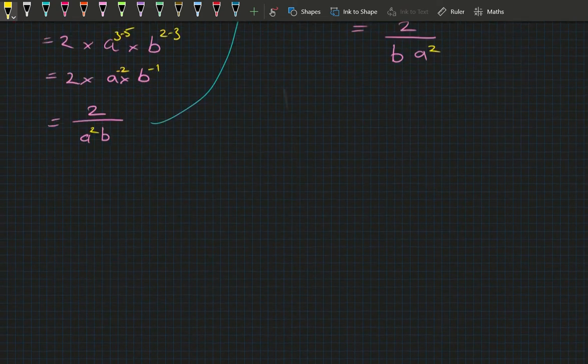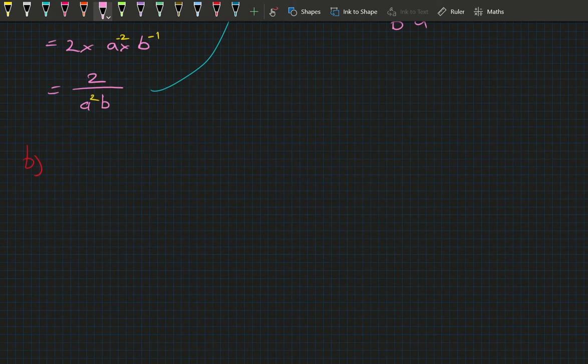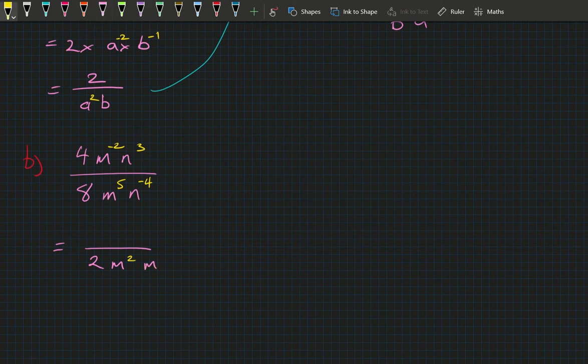All right, let's have a look at part b, where our expression is 4 times m to the minus 2 times n to the 3, all divided by 8 times m to the 5 times n to the minus 4. Okay, so straight away I can cancel 4 out of the top and bottom, so that 4 disappears and the 8 turns to 2. And to make the m to the minus 2 positive, I can just put that on the denominator. And the m to the 5 is positive on the bottom, so I'll leave that there. And the n to the minus 4 on the bottom, I can put that as n to the 4 on the top. And the n to the 3 is already positive, so I'll leave that there.